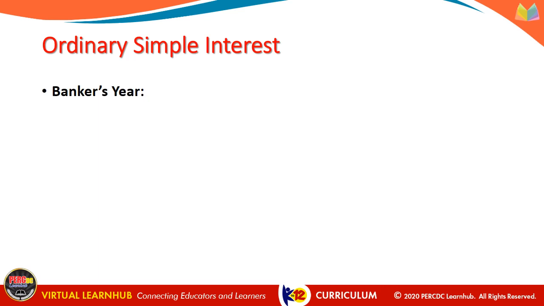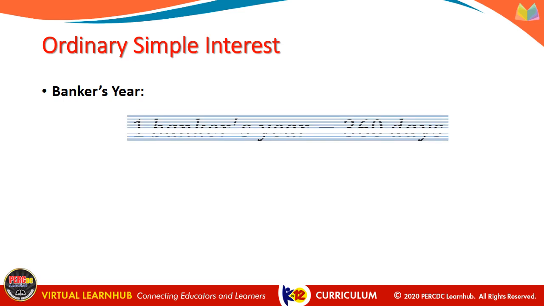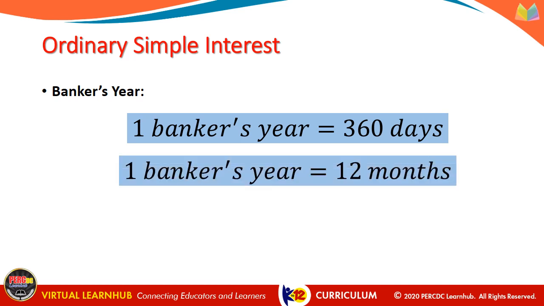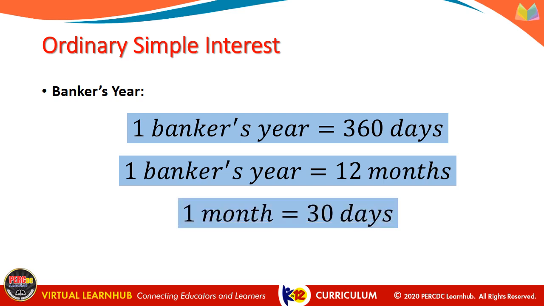Now, what is a banker's year? One banker's year is equal to 360 days. That comes from the assumption that in a year, we have 12 months and each month has 30 days. So 12 times 30, that is equal to 360 days. That is what we call banker's year. Okay?